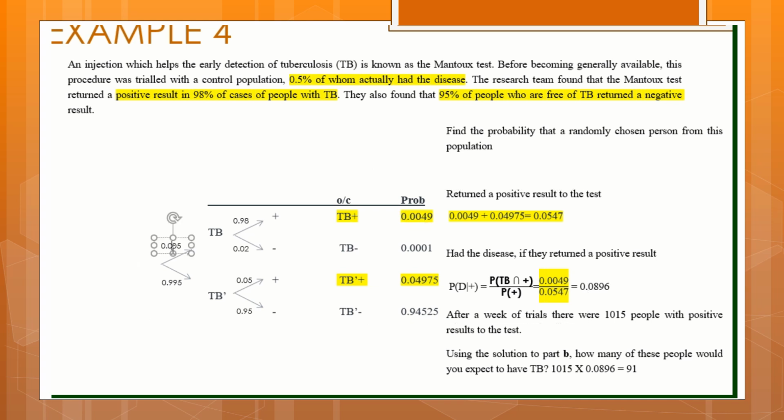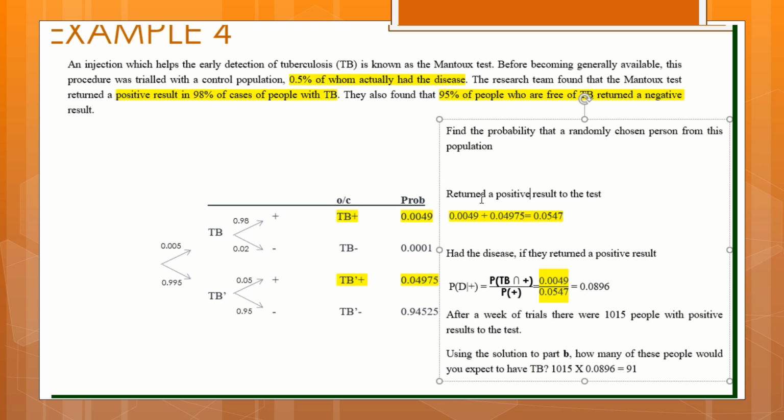So how to find it? This times this gives this. This times this gives this. No TB and positive will be this. No TB and negative would be this. So once you already write down all your probabilities, I would suggest that you add all of it up to see whether you get a total of 1, and you pretty much know you're on the right track.